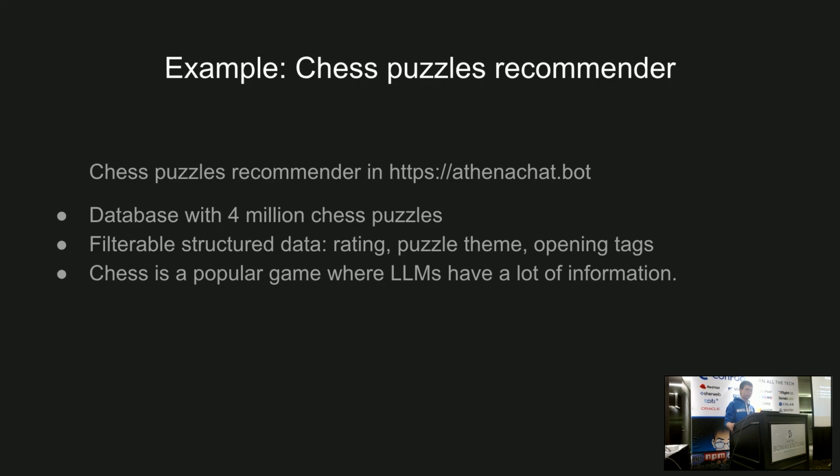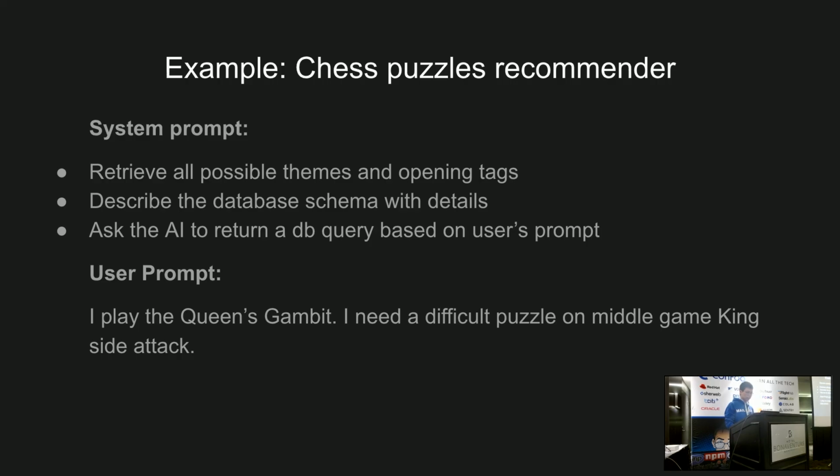So all you need is a reasoning chain that makes sense, that first asks the language model to generate the query. To do that, in your system prompt, you retrieve all possible themes and opening tags. I counted that, and I think it's less than 2,000 of them. So it's not much for modern models, because they accept up to like a 2 million context window. And if you only have 1,000 tags, usually it's not a problem for them.